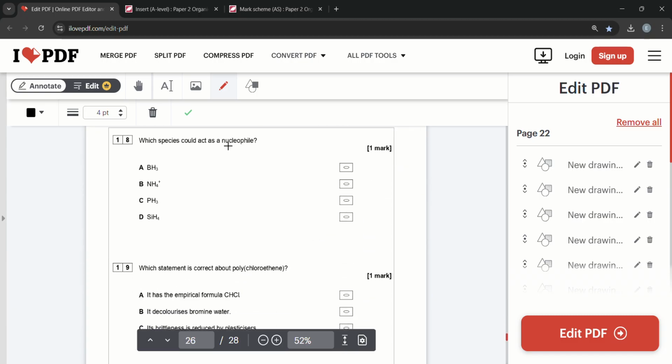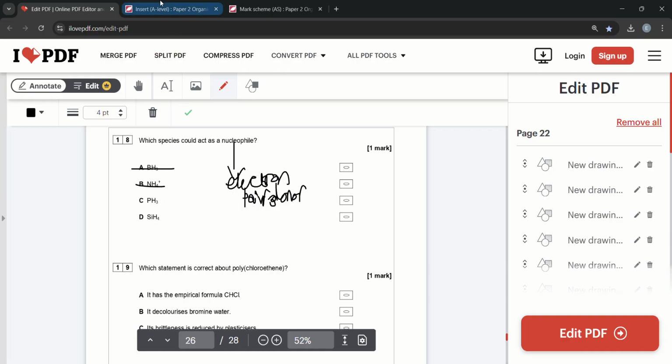Which species could act as a nucleophile? Nucleophile, electron pair donor, not acceptor. That's electrophile. Well, that is BH3. No, that's not going to act as a nucleophile. NH4 plus.